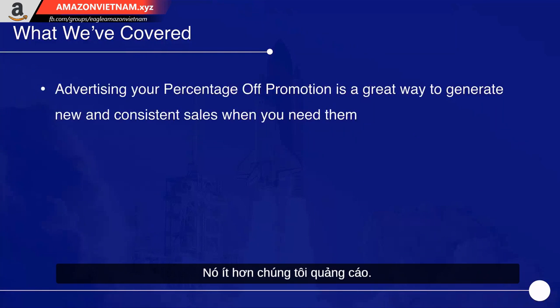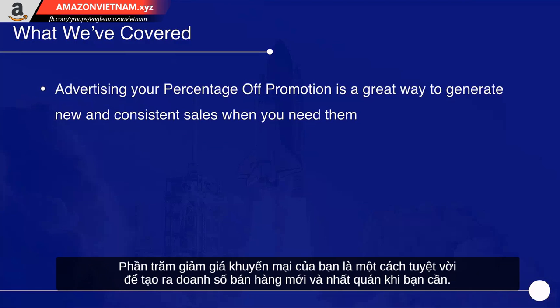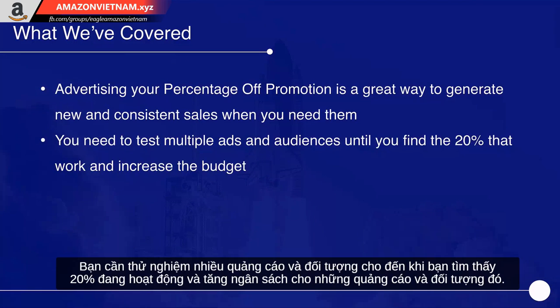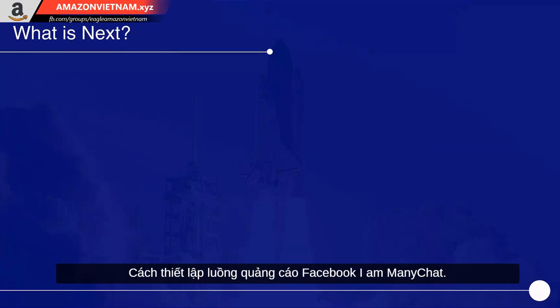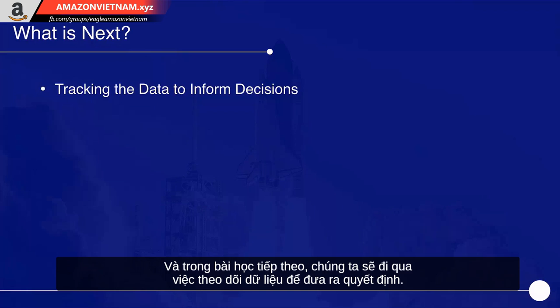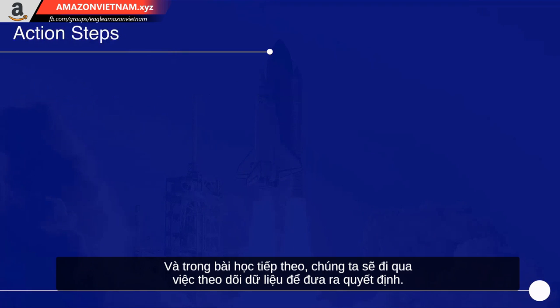In this lesson we covered advertising your percentage off promotion is a great way to generate new and consistent sales when you need them. You need to test multiple ads and audiences until you find the 20% that are working and increase the budget on those. How to set up the Facebook ad and ManyChat flow. And in the next lesson, we're going to walk through tracking the data to inform decisions.